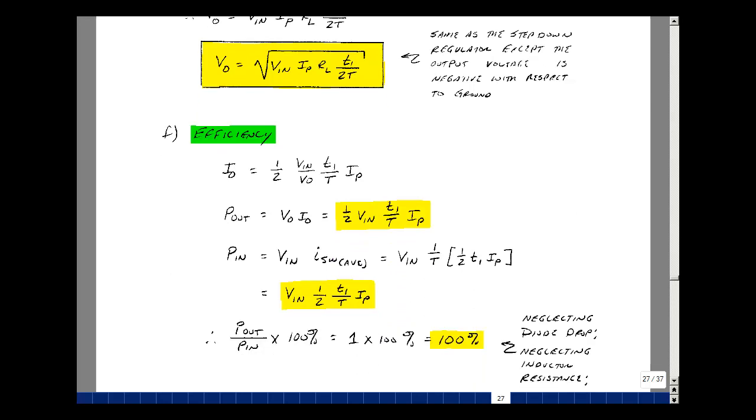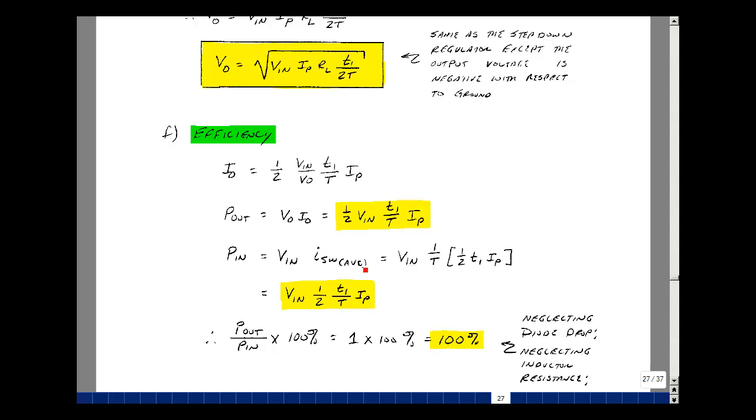Again, calculate the efficiency of our regulator. So we have that I out is 1/2 V in over V0 T1 over T times I sub P, but the power out is the voltage times the current. This would be our DC result. And this is going to be multiplying this by V0, which is going to get rid of the V0 term. So this is going to be my 1/2 V in T1 over T times I sub P. Now the power coming in is going to be the integral of the product of voltage and current divided by the period. But since V in is a constant, we can just simply pull that out. We simply have then just the average value of the current. So it's going to be V in times 1 over the period.